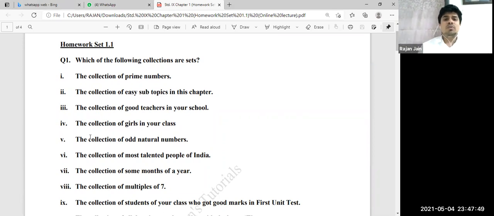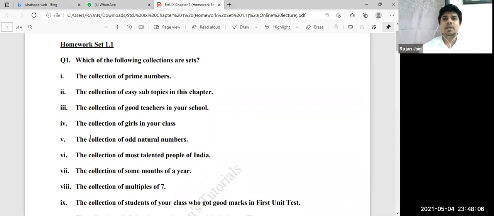Now, first of all, what do we mean by a set? A set is nothing but a well-defined collection of objects. As I've already explained to you, it should not have any relative term present in it. Now, what do we mean by a relative term? A relative term is a term whose conclusion varies from person to person.